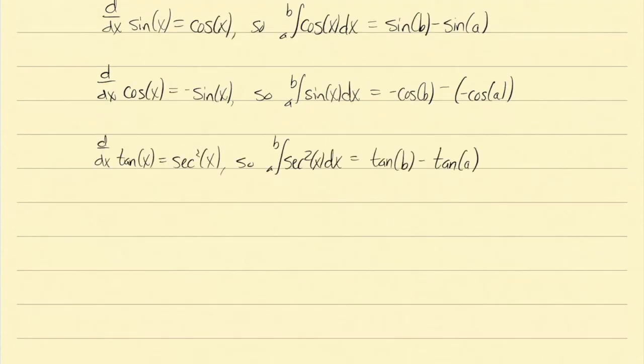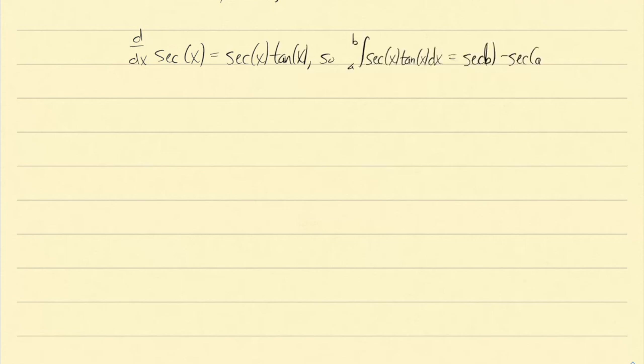For secant squared, we can see the derivative of tangent is secant squared, gives us our antiderivative. So the integral of secant squared from a to b is tangent of b minus tangent of a. Secant of x is an antiderivative for secant x tan x, since the derivative of secant x is secant x tan x. So integrating from a to b secant x tan x, we get secant b minus secant a.